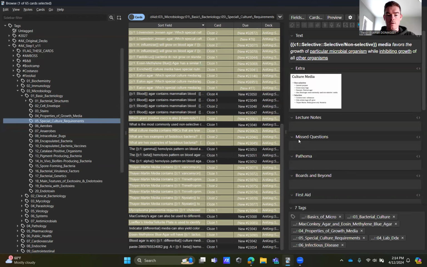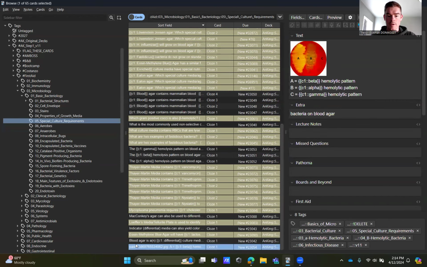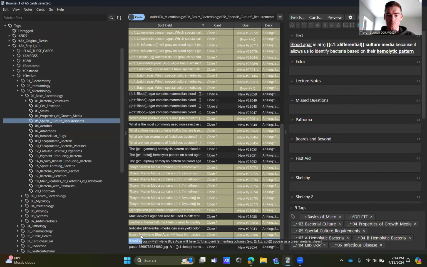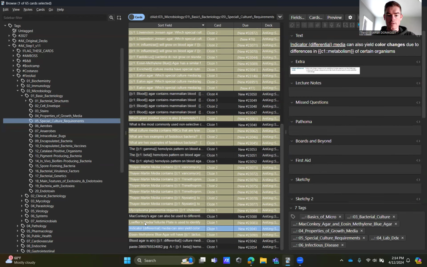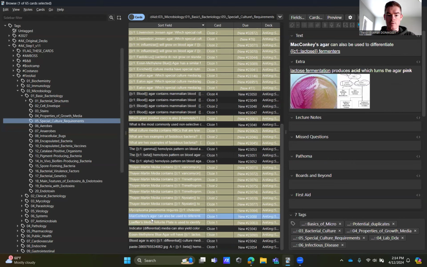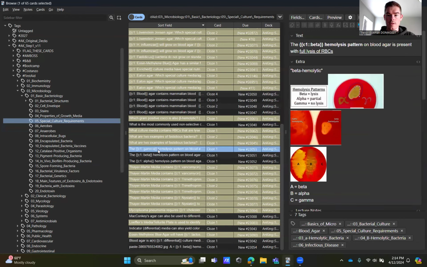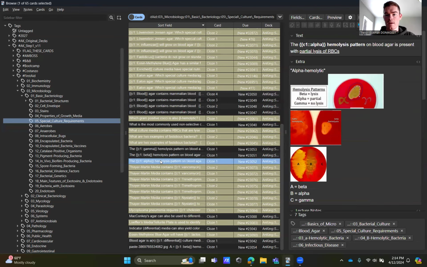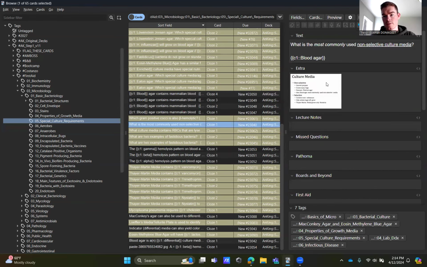Then you're going to scroll down all the way to the bottom. You want to make sure to have the first two, skipping one from the bottom, and then grab the next one. So you're going to skip 3 and 5 coming up from the bottom and grab number 6 here. Then in the middle, we're going to grab these ones talking about the gamma, beta, and alpha classifications on the blood agar. What is the most commonly used non-selective culture media? Blood agar is a good one. It's a good card to have.